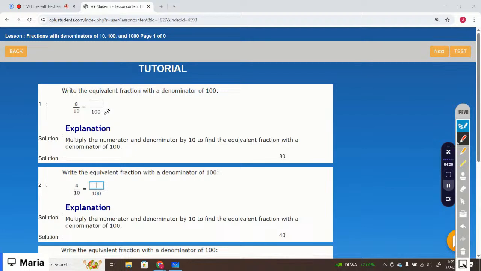10 times what number is 100? 10 times 10 is 100. And then you have to multiply the numerator with 10 as well. 8 times 10 is 80, that is 80 over 100. Let's just start with the test questions.